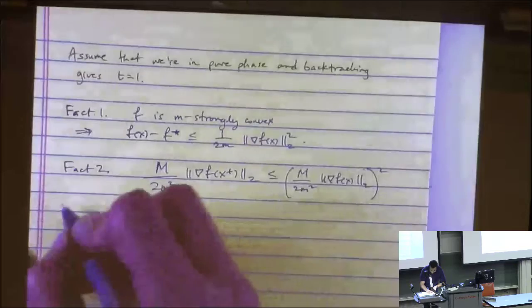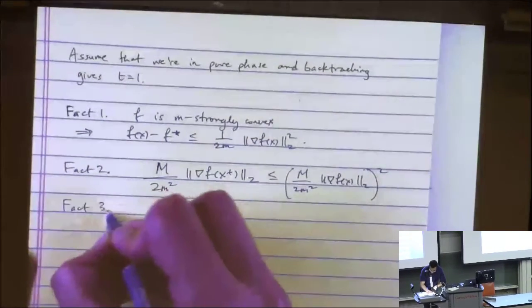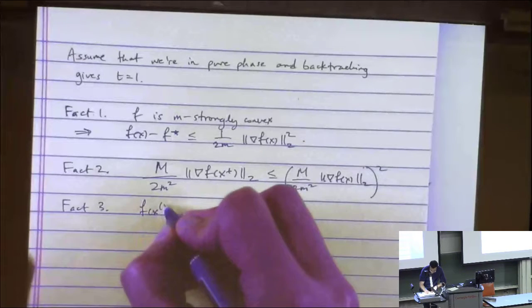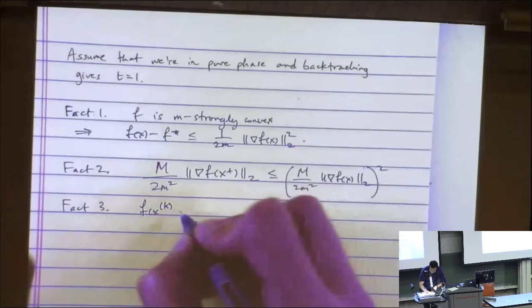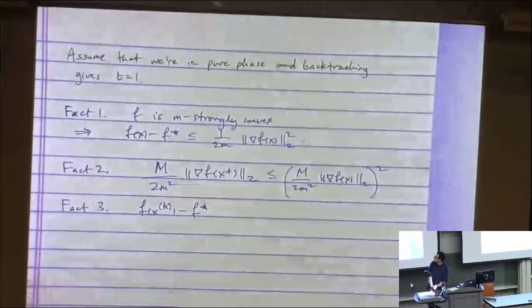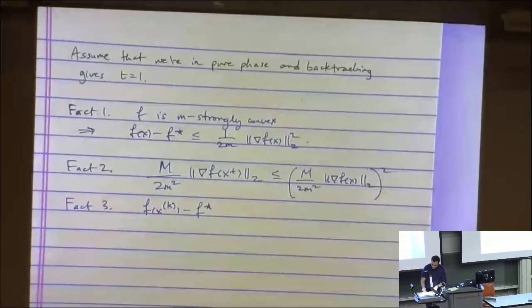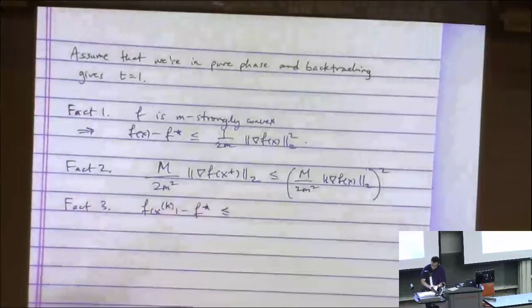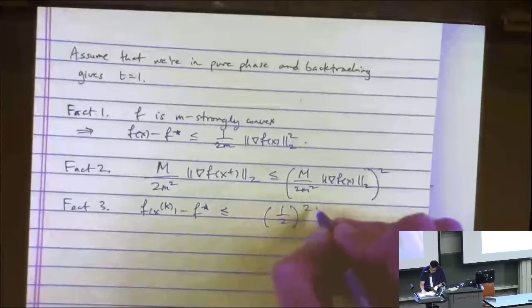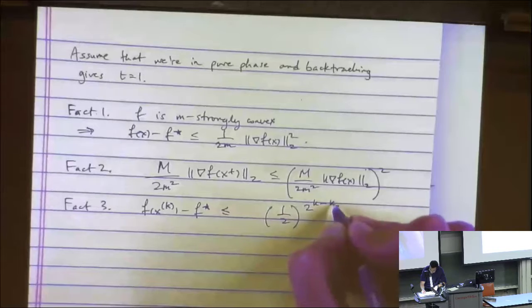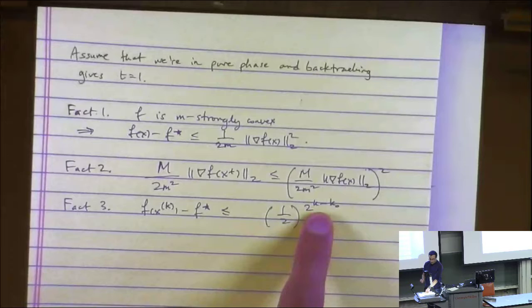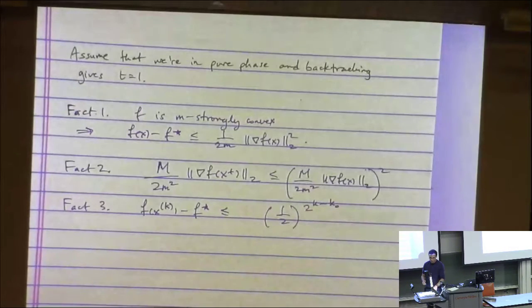And then fact 3 is going to be what we proved, in fact. It means that if I look at such an iteration k, after I enter the pure phase, the suboptimality gap is going to be bounded by something times 1/2 to the 2 to the k minus k0. This is the number of iterations I've been in the pure phase, right? That's why I'm subtracting k0, because I've spent k minus k0 iterations in this pure phase.